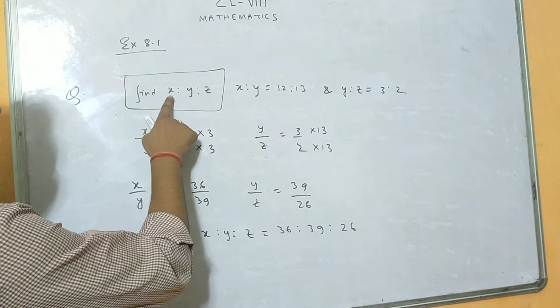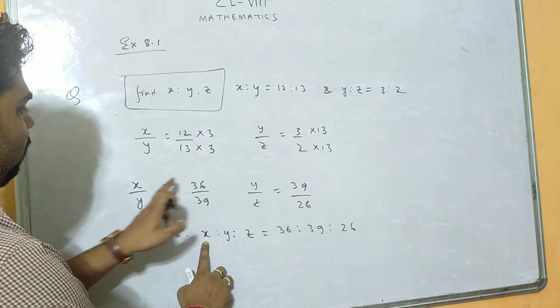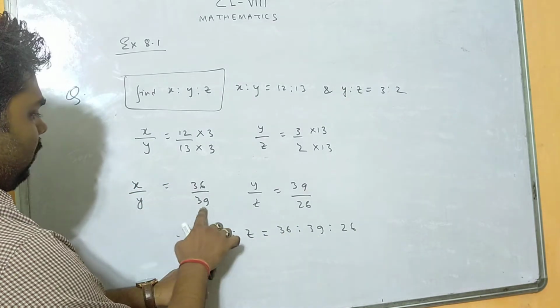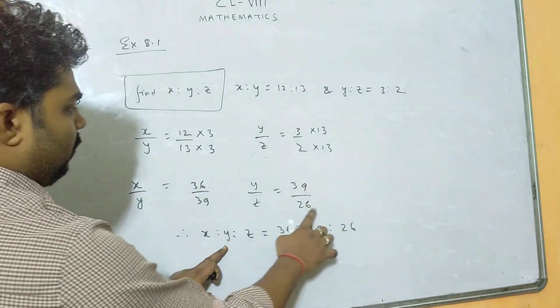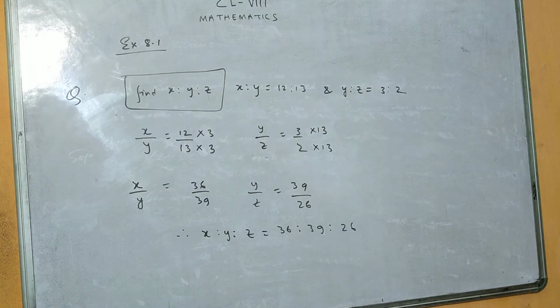Now we have to find x is to y is to z. So in place of x what will I put? 36. In place of y, 39. So y here also 39, here also 39. So one time we will put 39. Similarly z equals to 26. Okay, so this is our required answer.